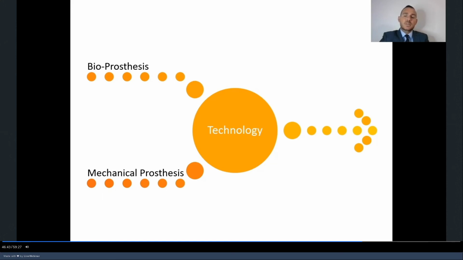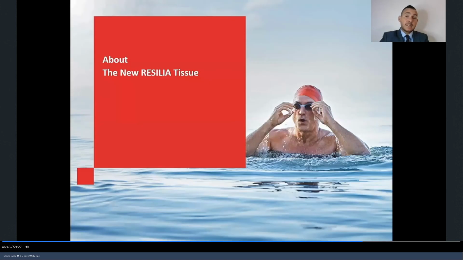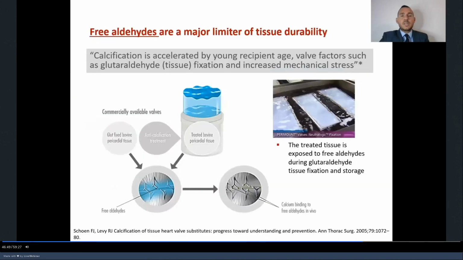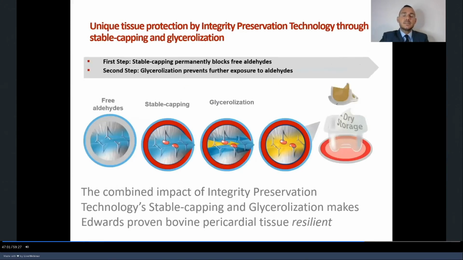The response comes from the technology and is the resilient tissue. We know that the free aldehydes are the major limiter of tissue durability, and this calcification process is quite accelerated in the young. The resilient tissue is a different tissue characterized by two important steps. The first one is the stable capping, which permanently blocks the free aldehydes. And the second one is the glycerolization, which prevents further exposure to the aldehydes. The valve is a dry valve, ready to use.